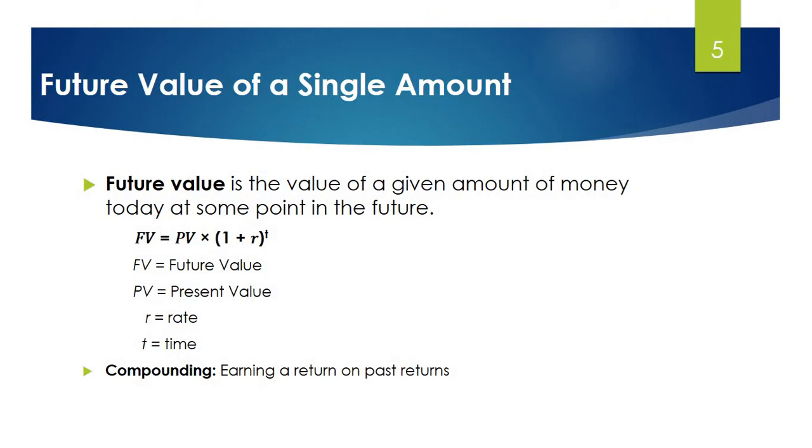Now, let's look at future value of a single amount. So, here is the formula. FV is equal to PV into 1 plus R to the power T. Here FV indicates future value, PV indicates present value, R indicates rate of return, T is the time period. So R could be rate of return or your interest rate, and the process of converting present value of money to future value is called compounding. It is also known as earning a return on your past returns.